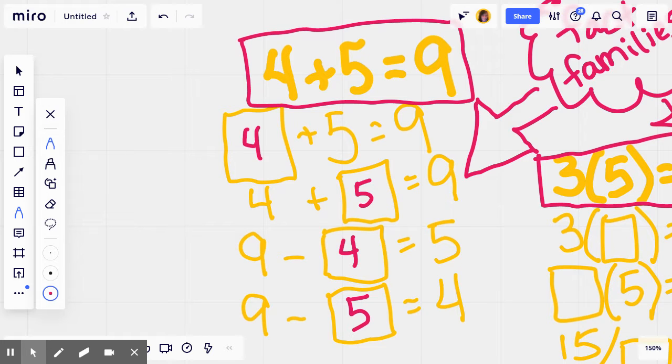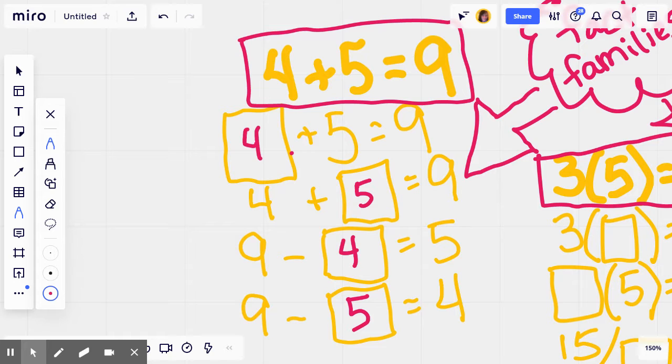So what you're going to see here is that when we add, the bigger number, the unknowns are over here. We call those the add-ins, but you don't need to know that. And then when we're subtracting, the bigger number is over here. And if I know, for instance, that 4 plus 5 is 9, then when I'm going backwards, I just ask myself which number is missing. So it's 9 minus 4 is 5.